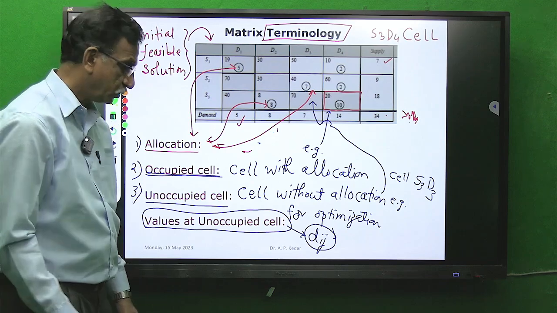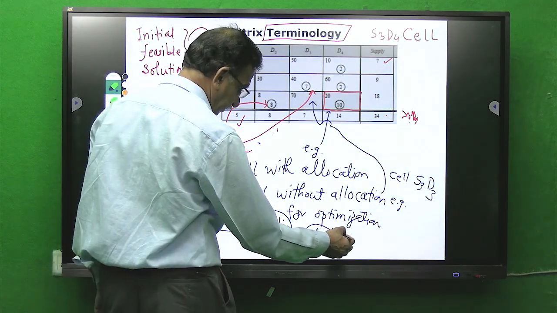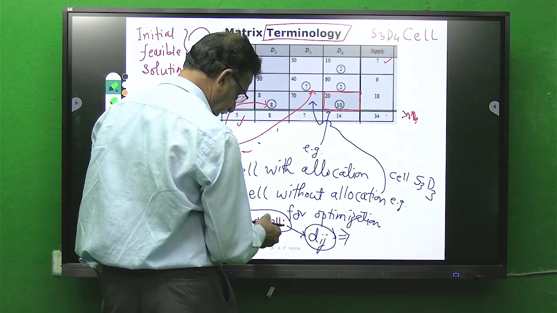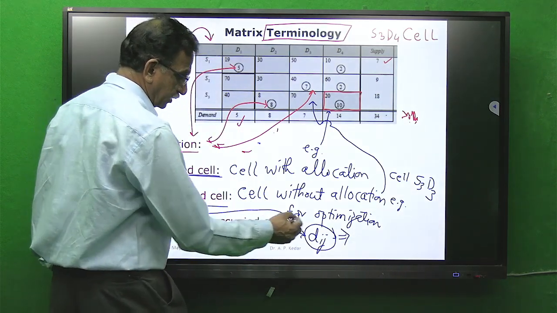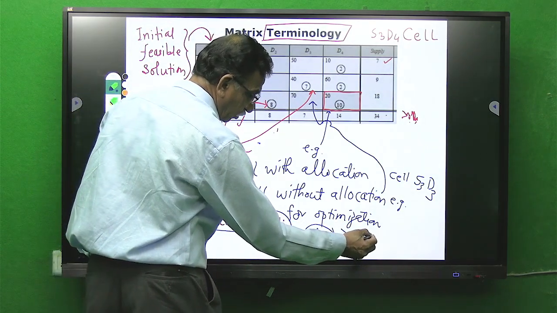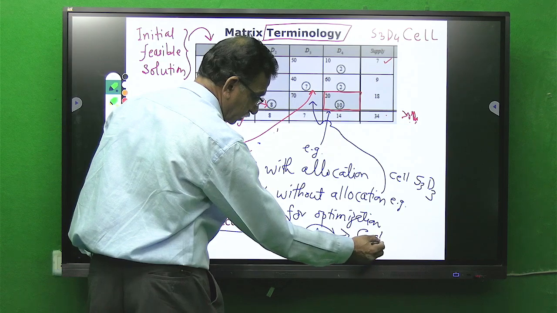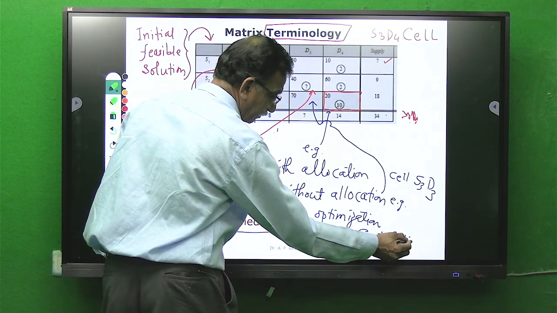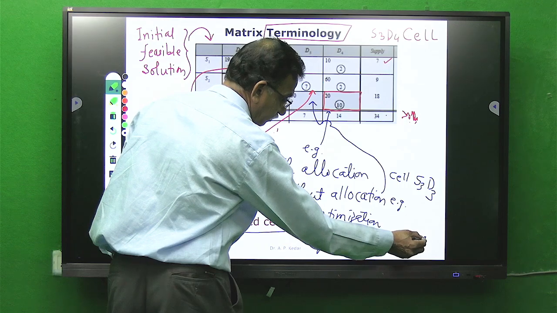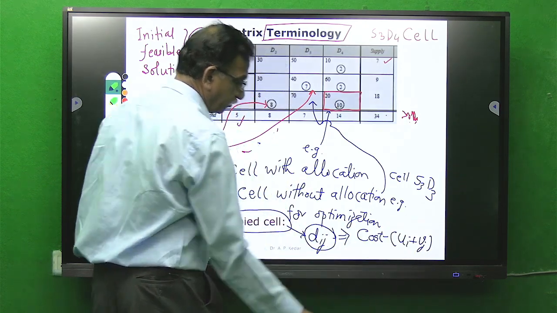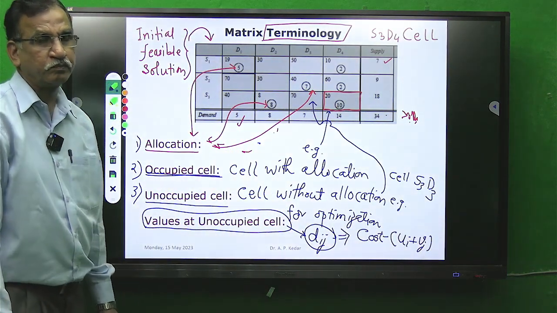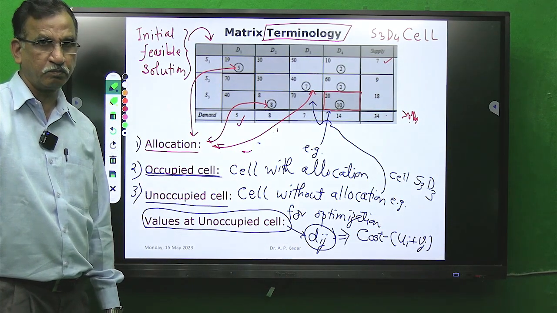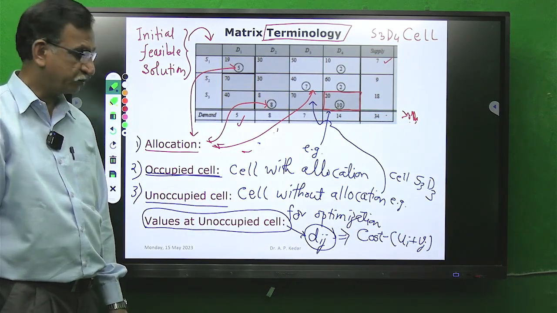How? Just for your sake I will write the formula and explain it. At an unoccupied cell, cost minus (Ui plus Vj), this formula will be used. I will explain this in the modified distribution method process or steps.